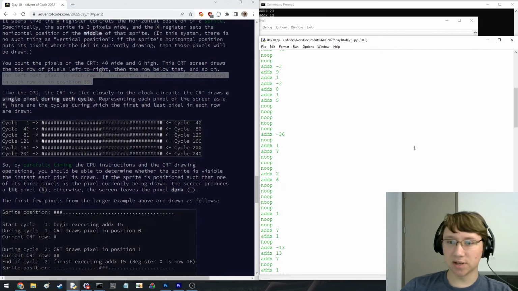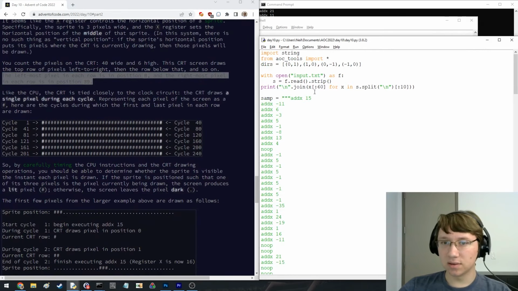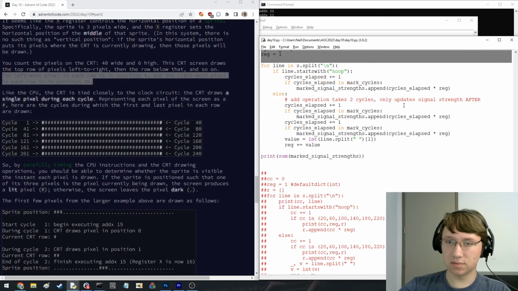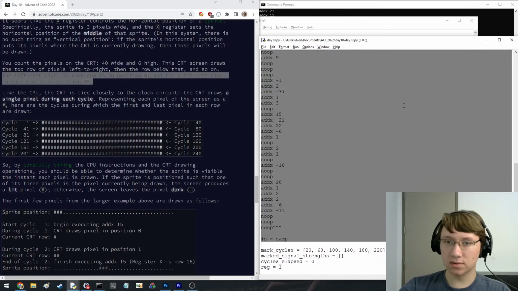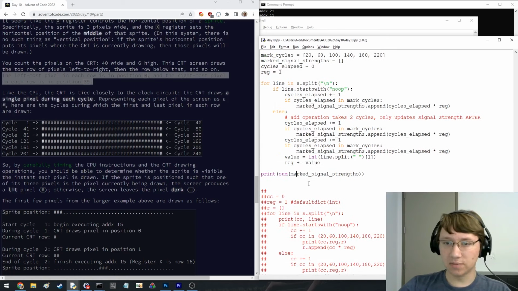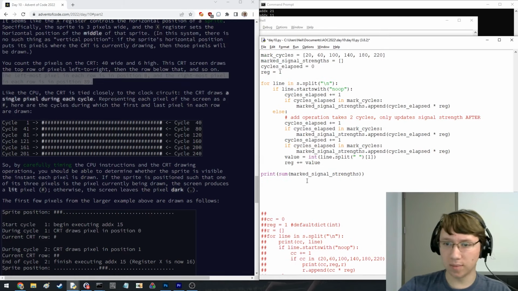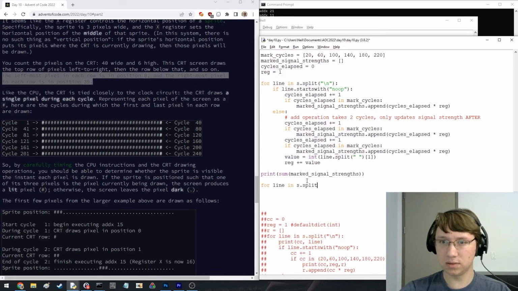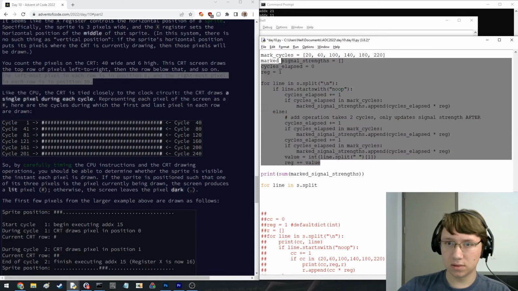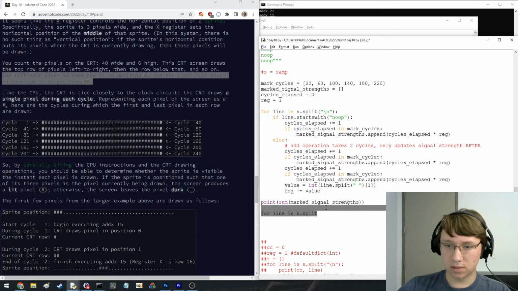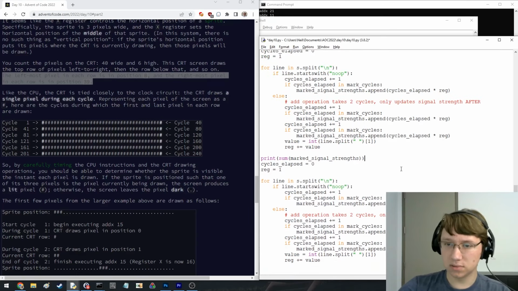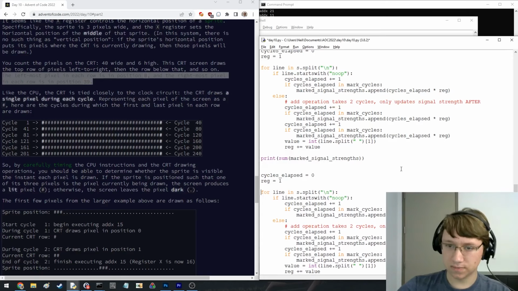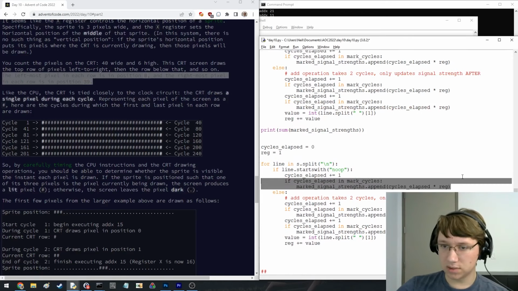That's what the X register does. Okay, so this is just kind of totally different. Like the signal strength is not a big thing anymore, I think. Maybe I'll leave this for now. Okay, and then we'll do the same thing, except not caring about these, or these, or this.